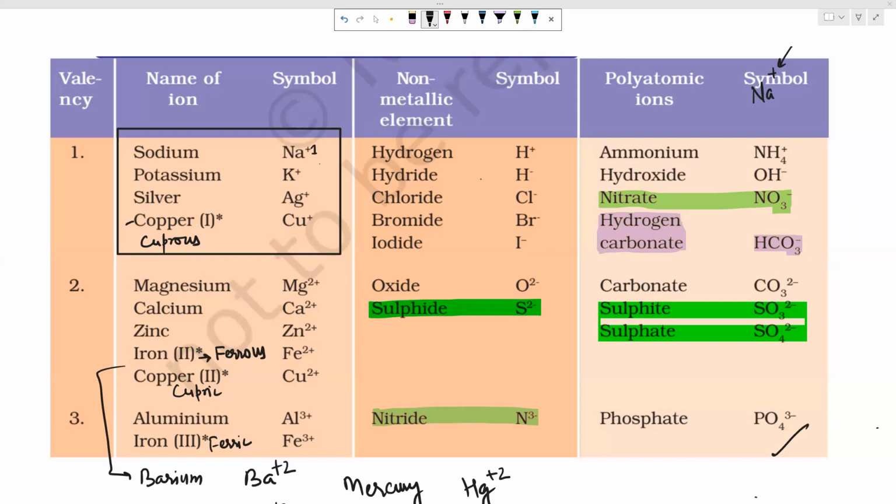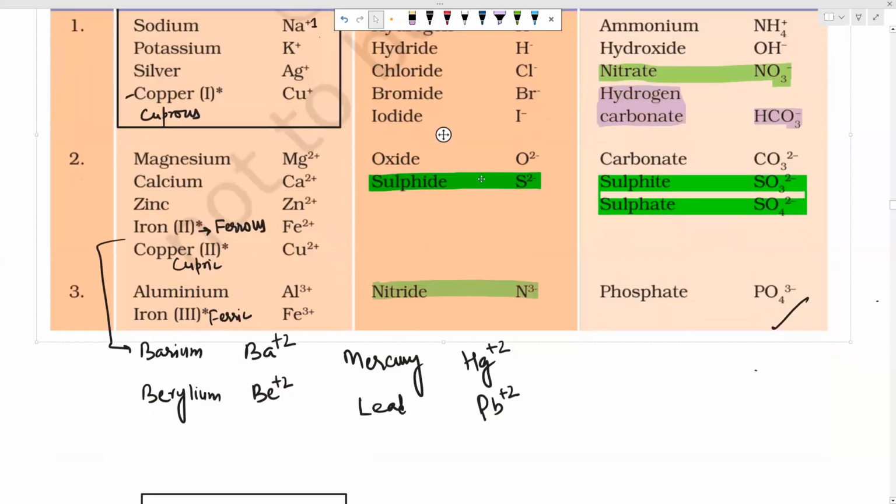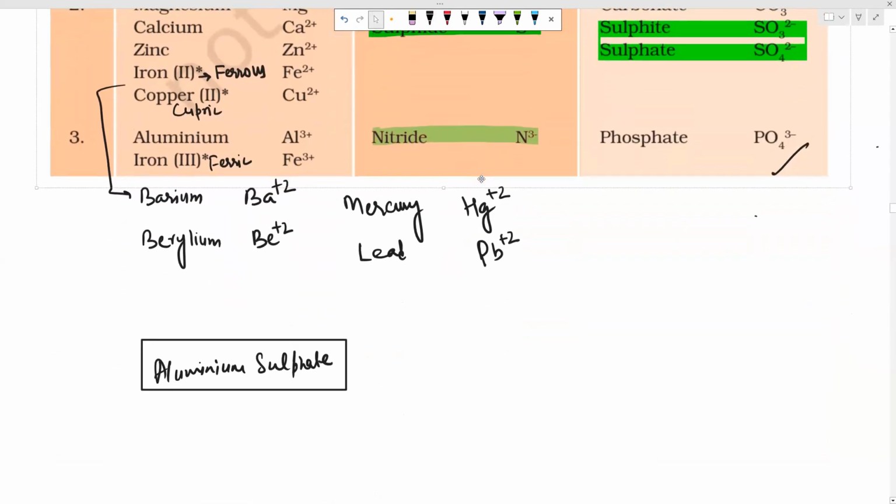Okay. Am I audible? Yeah, now you are. So I'm saying that this chart is going to help you write the formula of aluminium sulfate.